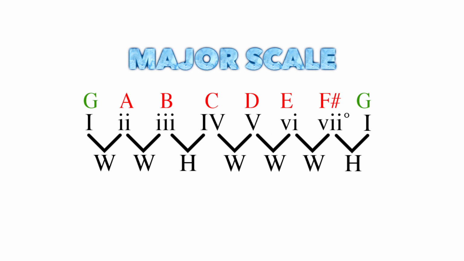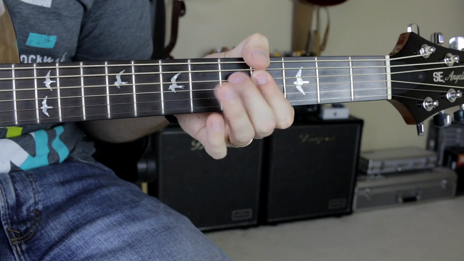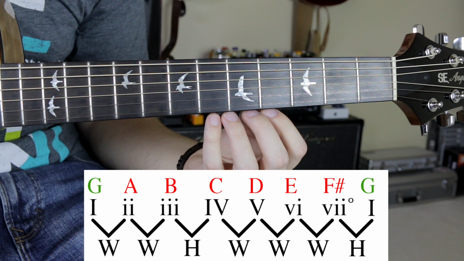Ionian starts on the tonic note. Like I mentioned, this is what the key is named for. So in the key of G, the Ionian mode starts on G. The interval pattern is whole, whole, half, whole, whole, whole, half.